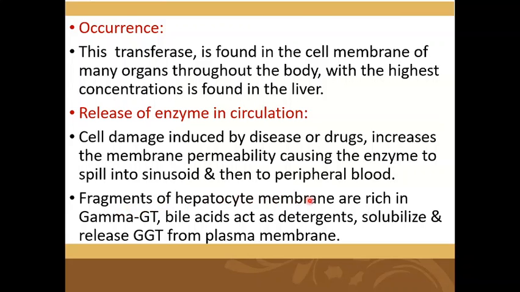Fragments of hepatocyte membrane are rich in gamma GT, and bile acids act as detergents, solubilizing and releasing the gamma GT from the plasma membrane. So, what is the function of bile acid? To solubilize and release the gamma GT from the plasma membrane.